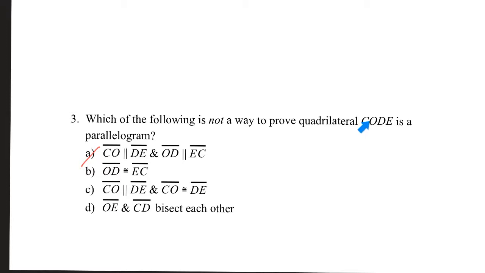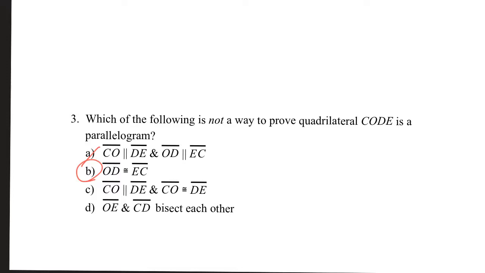OD is congruent to EC. What does that prove? Well, we want one pair of opposite sides congruent, or both pairs of opposite sides congruent. Well, that choice 3 is one pair of opposite sides congruent and parallel. So this one in particular, B, just by itself is not a way to prove that it is a parallelogram. It has to have OD and EC also parallel as well. It can't just be congruent. So right now, I think it's B. Let me just go through the rest of them just to make sure. That's what I always do.